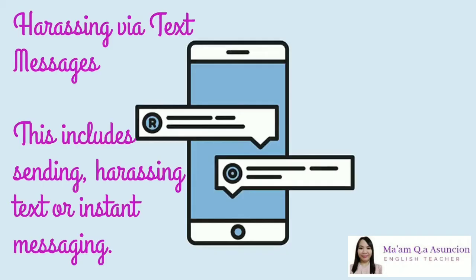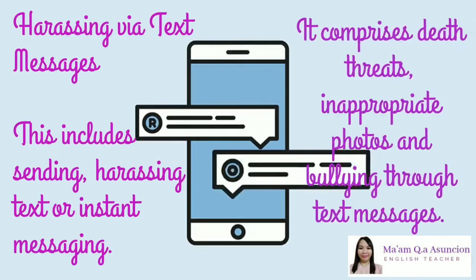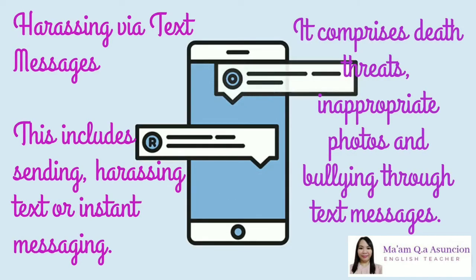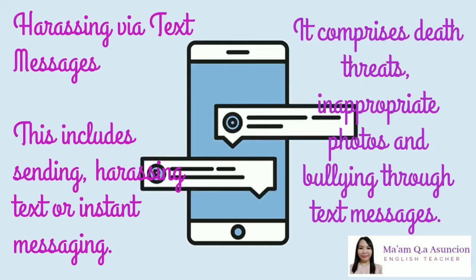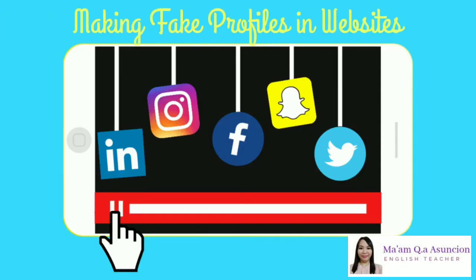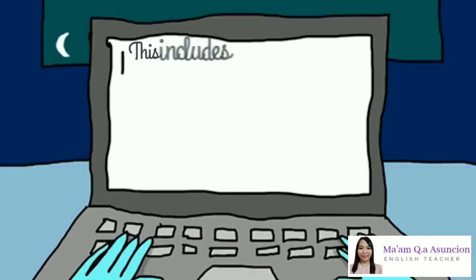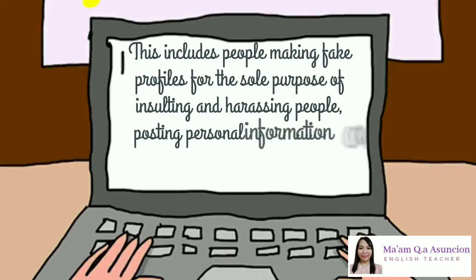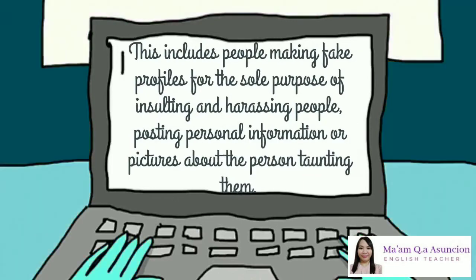Harassing via text messages. This includes sending harassing text or instant messaging. It comprises death threats, inappropriate photos, and bullying through text messages. Making fake profiles in websites. This includes people making fake profiles for the sole purpose of insulting and harassing people, posting personal information or pictures about the person taunting them.